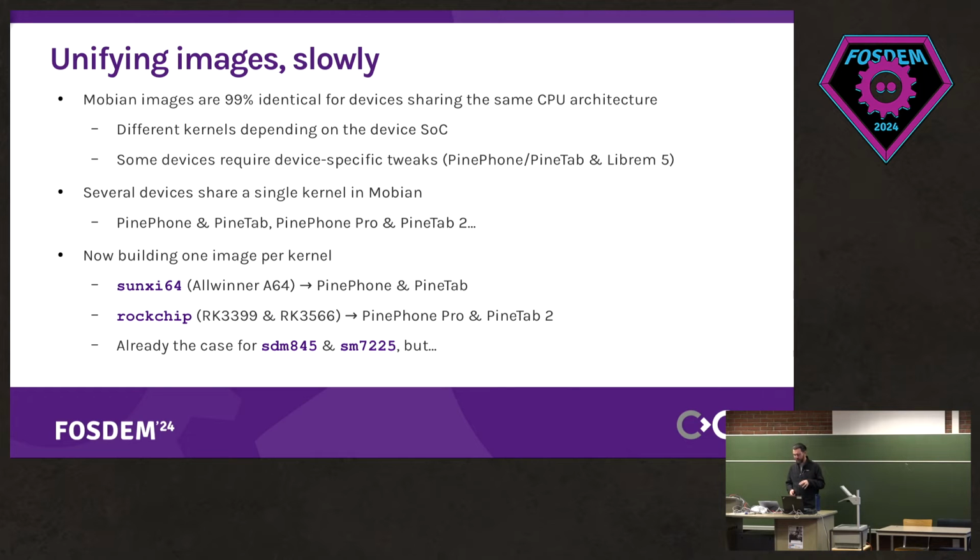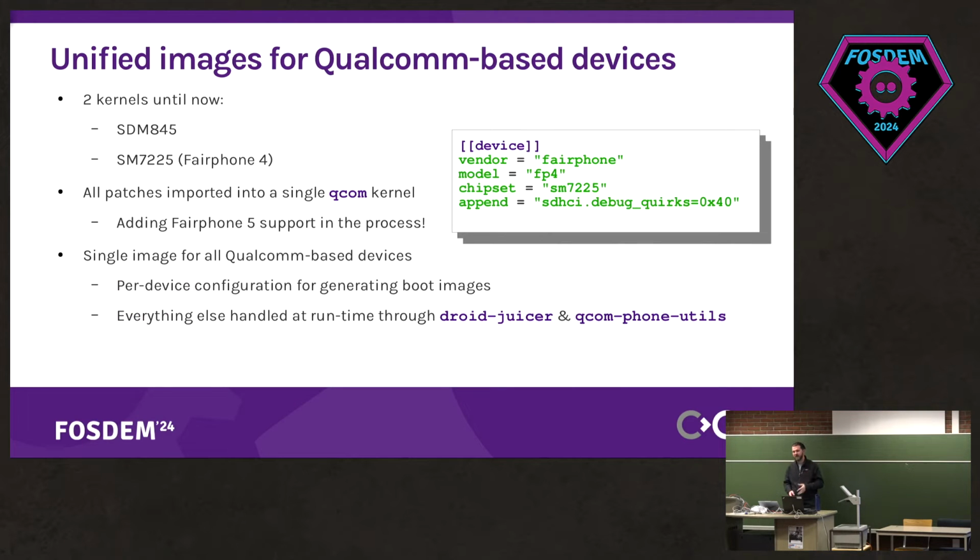Regarding Qualcomm-based images, we had until now one image for the SDM845 devices and another one for the SM7225, which is basically the Fairphone 4, because we used to maintain different kernels for all of those. This is going to change, and actually already changed recently, because we pretty much imported all the patches we needed into a single kernel for all Qualcomm devices we support. So there are not many of those, which is why we're managing to do that.